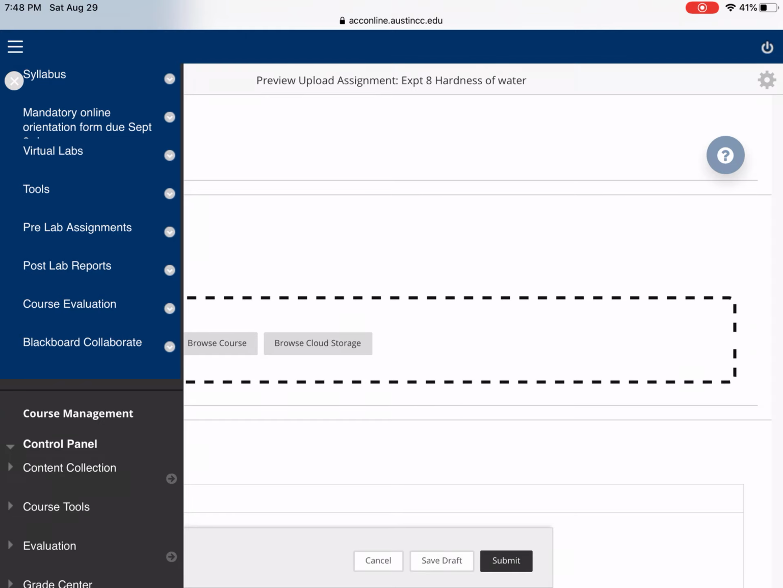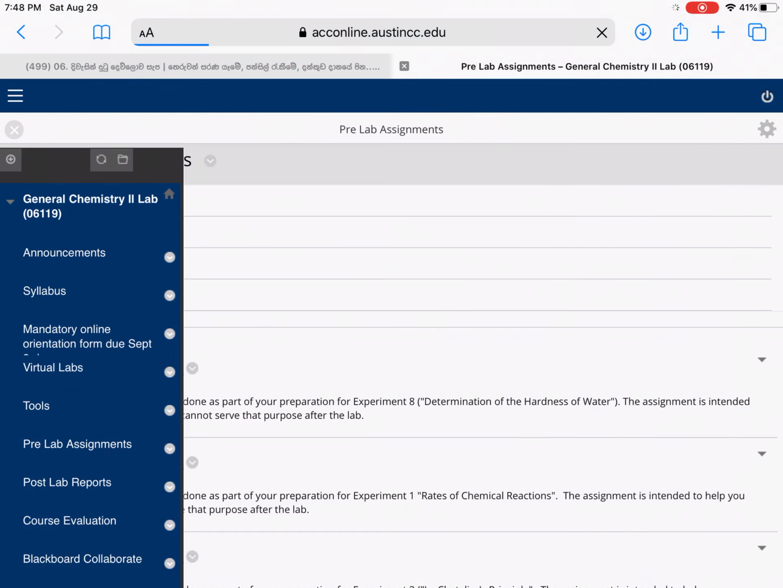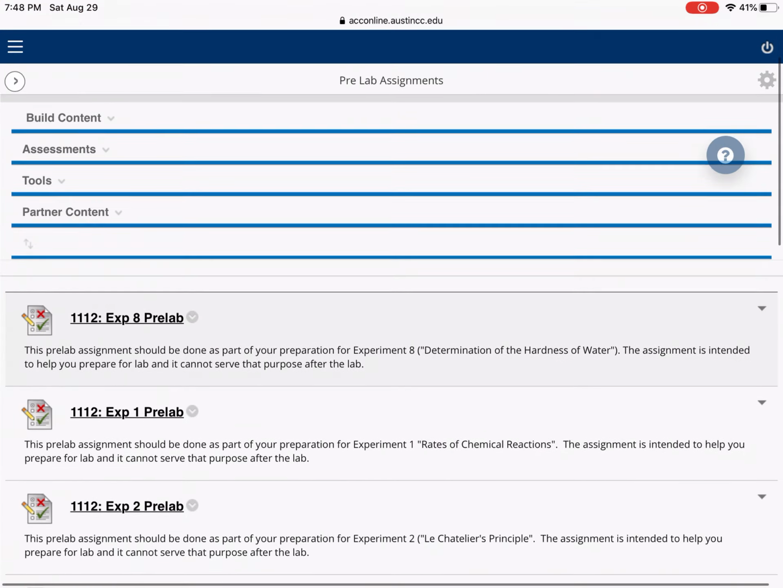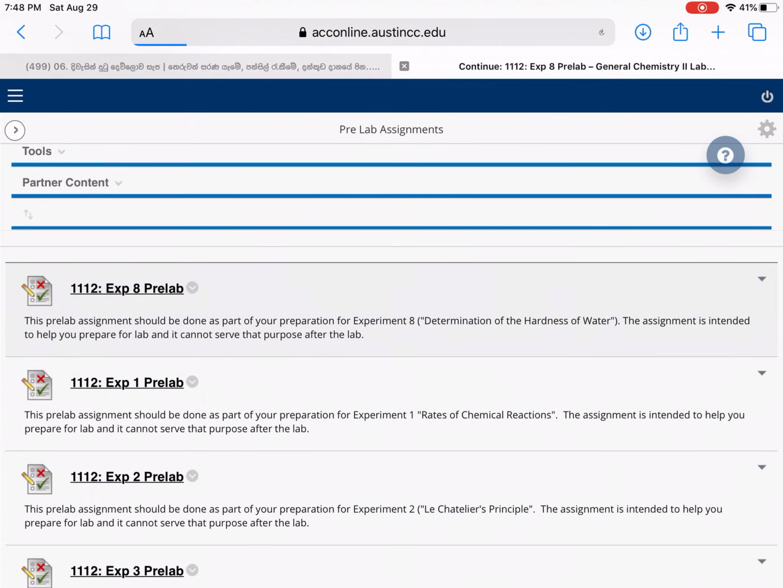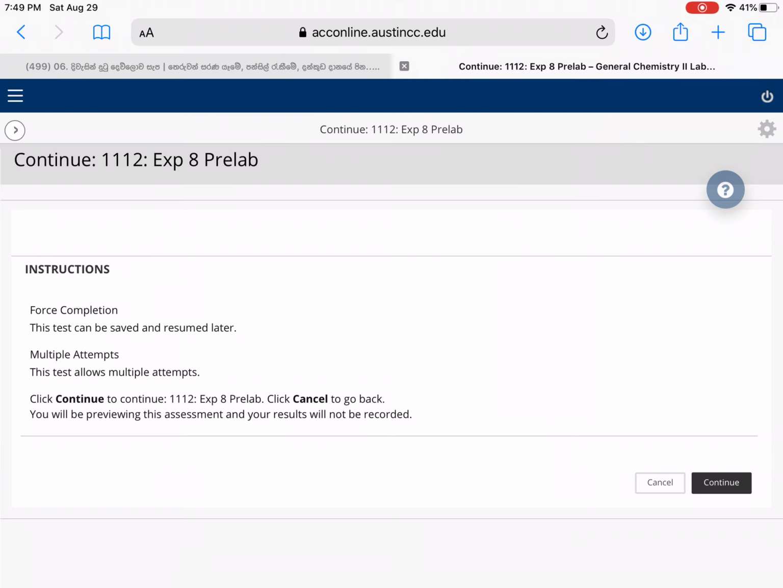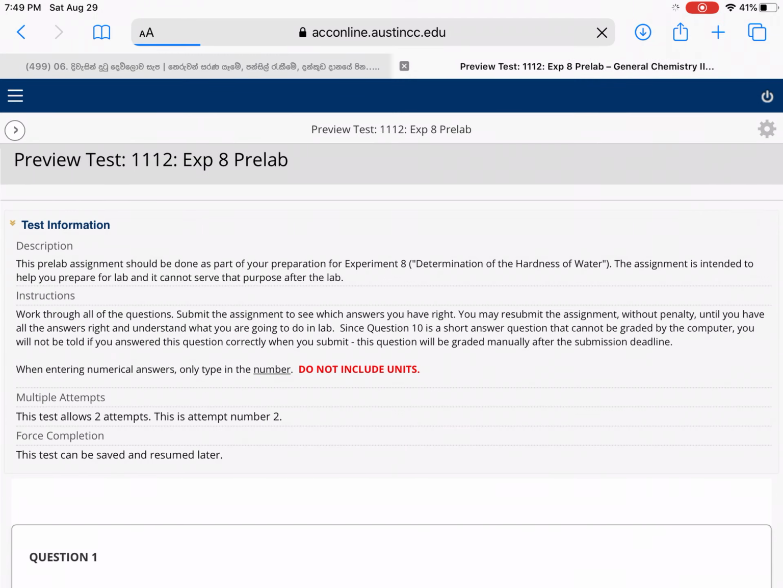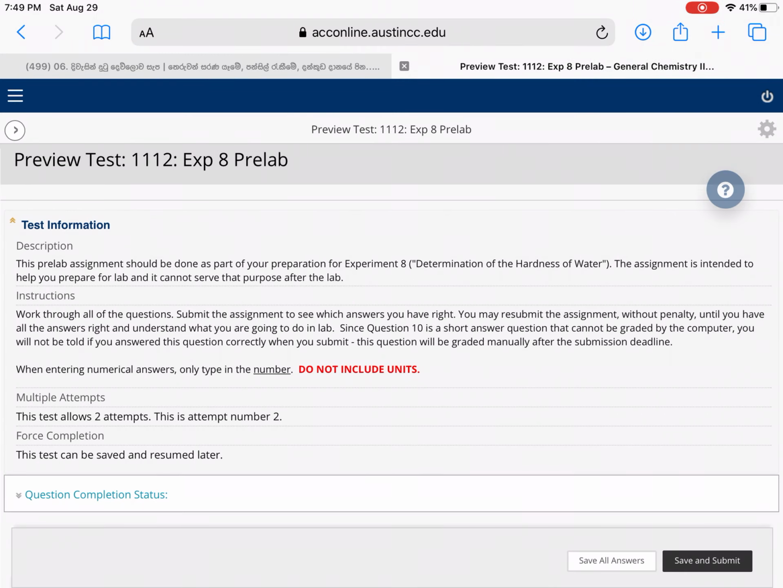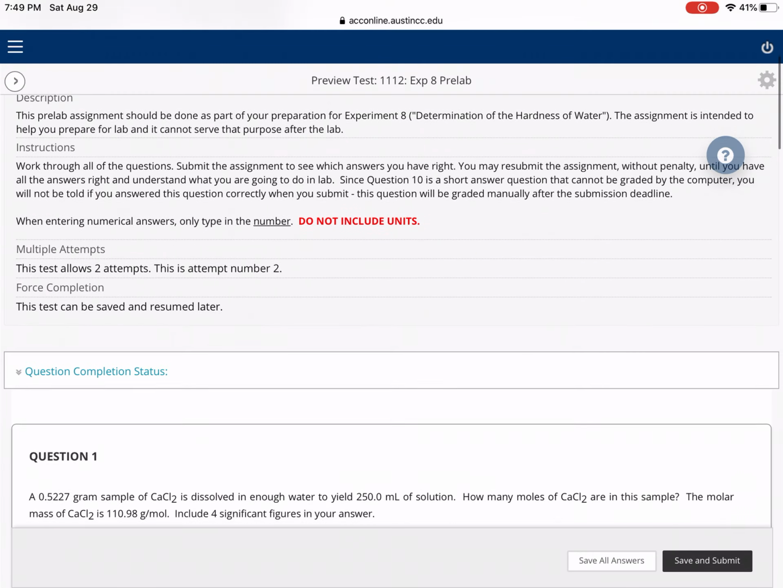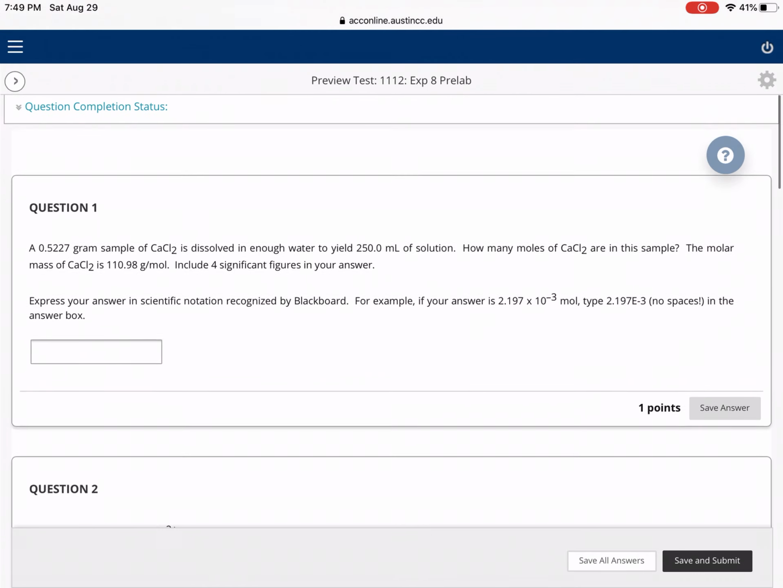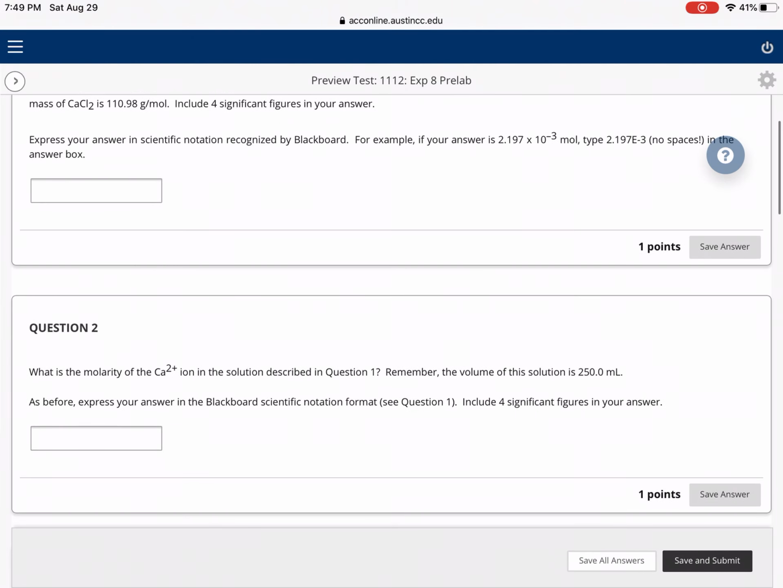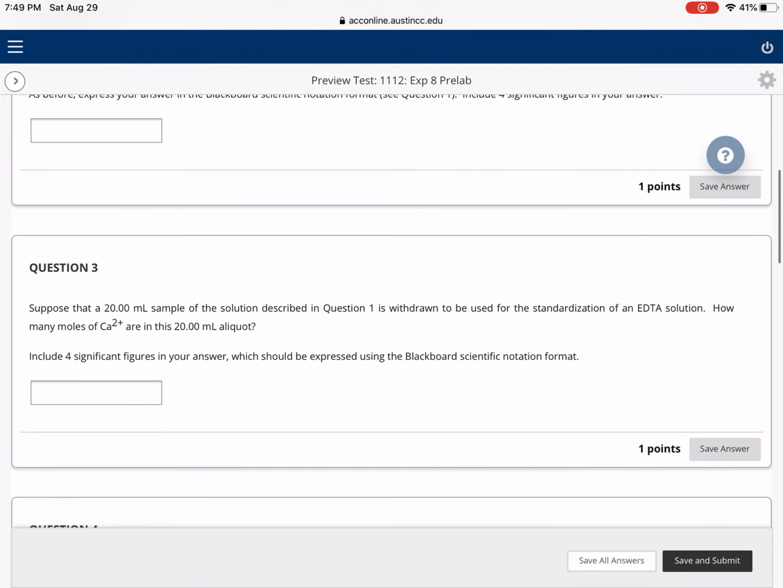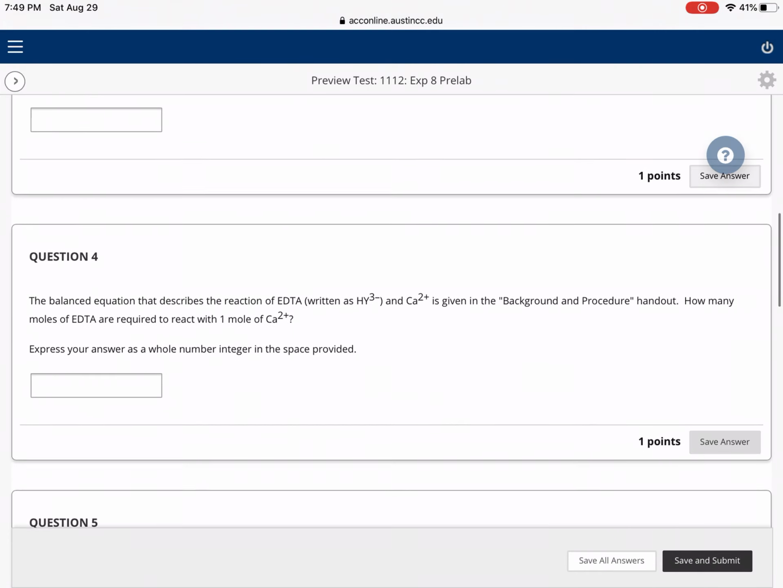And then the pre-lab assignments, you go to this tab that says pre-lab assignment, and then the experiment 8 is what we're going to be doing next week. You click that, and then you can go ahead and continue. So these tests have 2 attempts, and after you turn in your first attempt, you can see which ones you got wrong, and you can try it again. And when I get your points, I will get the highest of the 2 attempts.